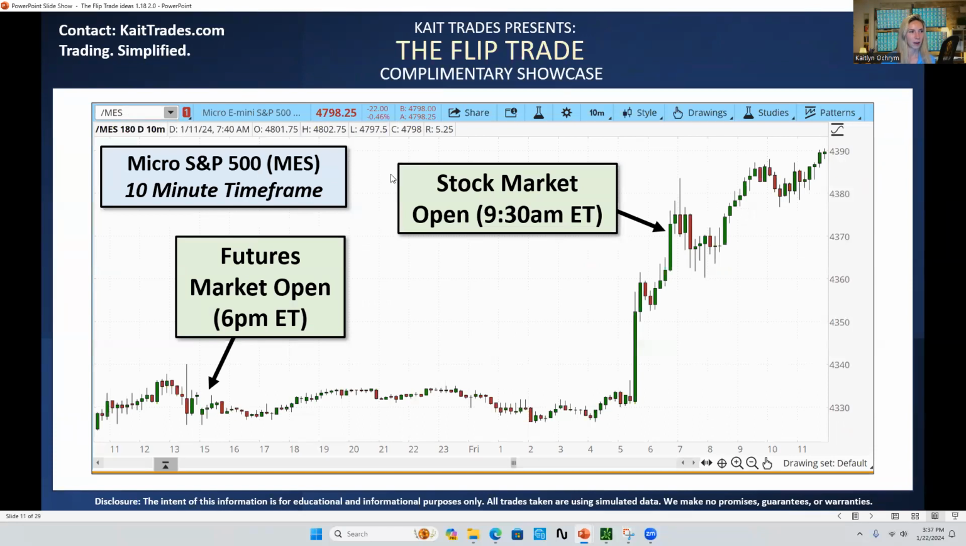All right, we've already talked about this one a little bit. So here we're looking at the micro S&P on a 10-minute. Futures market open was here at this candle. And then by the time we got to this candle, the stock market was opened. So there is a significant amount of time that passes between when the futures market opens and the stock market opens. Now, to put that into context, if we're waiting till the stock market opened to trade, we just missed this whole move to the upside.